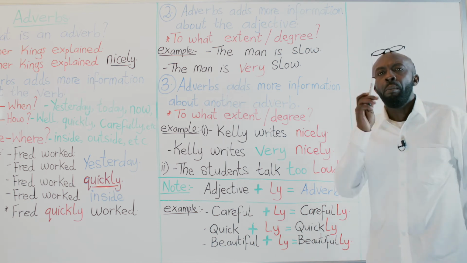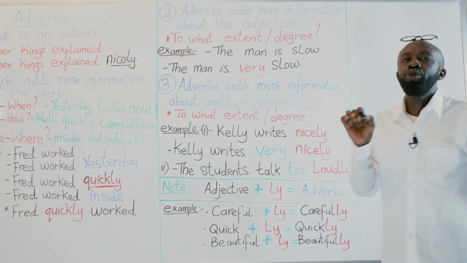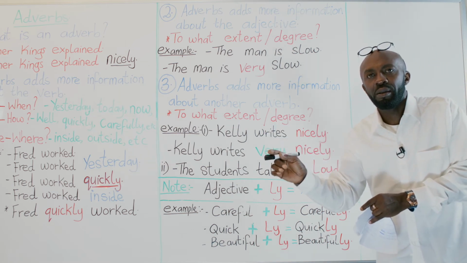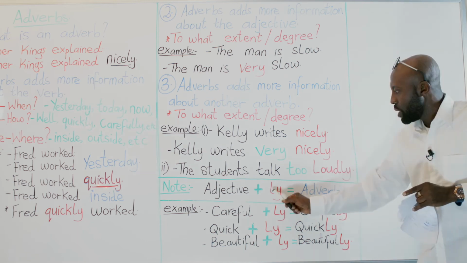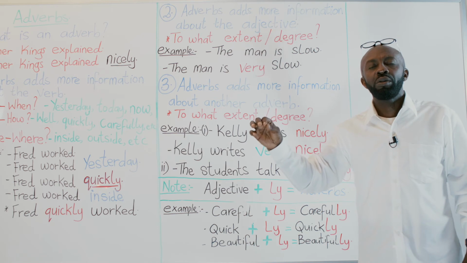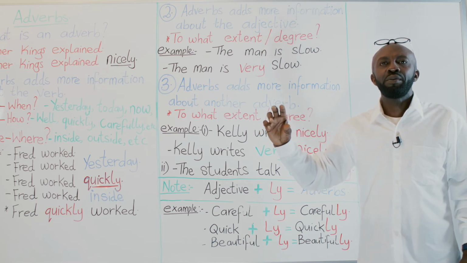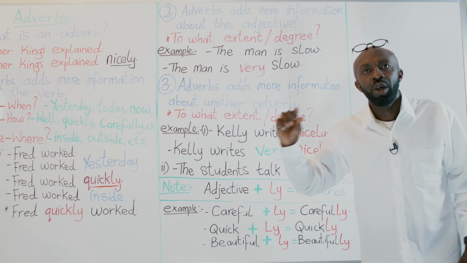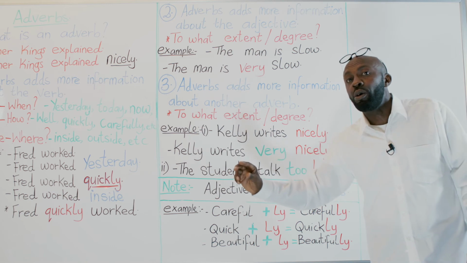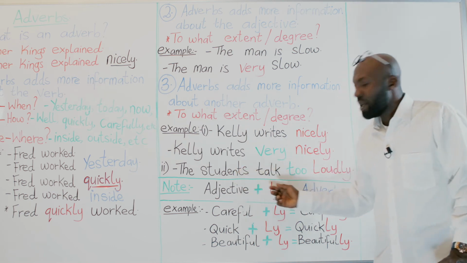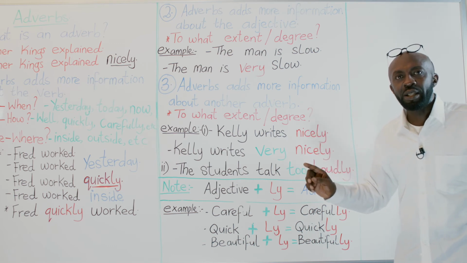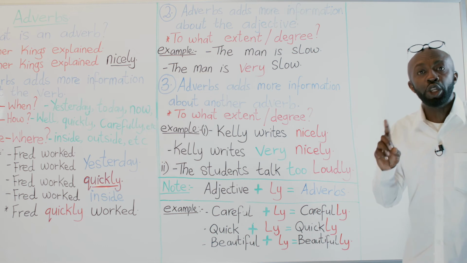So as I said, most adverbs, not all, are usually adjectives which are being suffixed with -ly. There are some adjectives which don't have a -ly at the end. Example, the man is strong. Strong is an adjective. But if I say the man is so strong, so is an adverb, it describes the extent to which the man is strong. So here, the -ly theory does not apply. That's why I say most adjectives added with the suffix -ly make an adverb, not all.